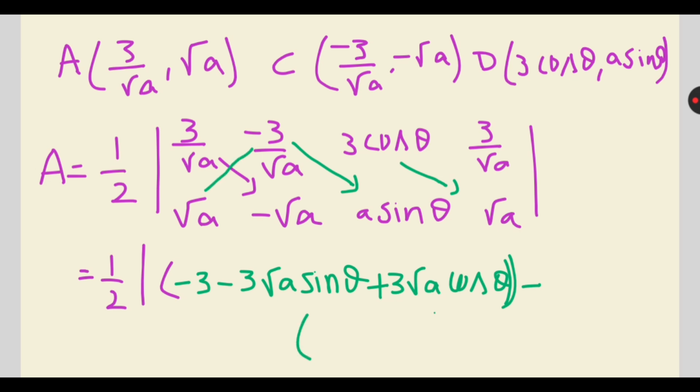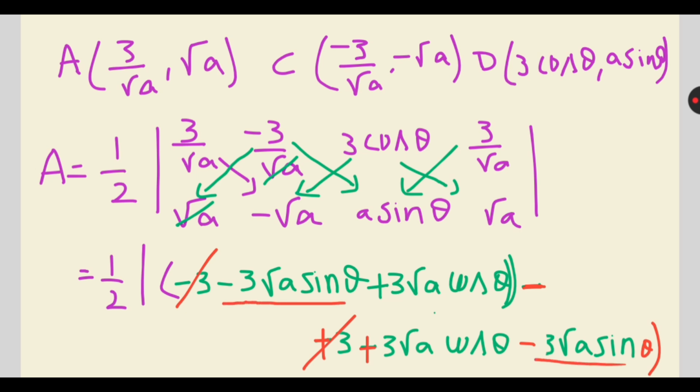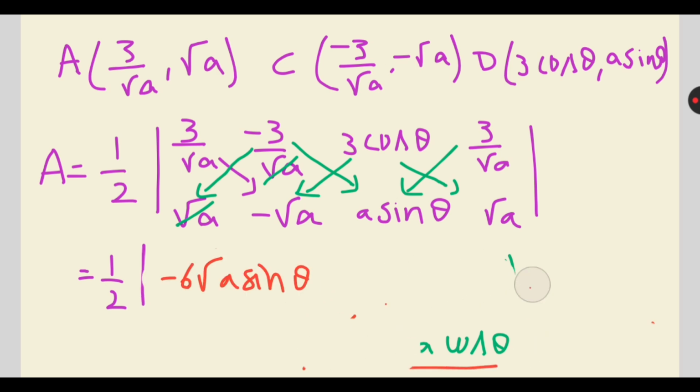Now multiply from right to left. These two get cancelled, and we are left with only minus 3. And multiply these two, so we are going to get minus 3 root a cos theta. Multiply these two, we are going to get plus 3 root a sin theta. So if you open the bracket, here we have a minus. Minus into minus is plus, and this minus into minus is plus. This minus into plus is going to be minus. So minus 3 plus 3 gets cancelled. Minus 3 root a sin theta minus 3 root a sin theta gives minus 6 root a sin theta. Plus 3 root a cos theta plus 3 root a cos theta gives plus 6 root a cos theta.